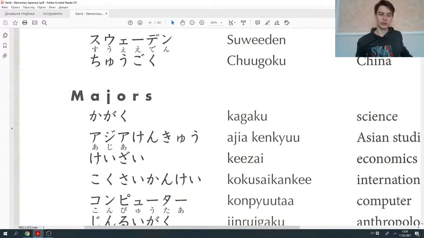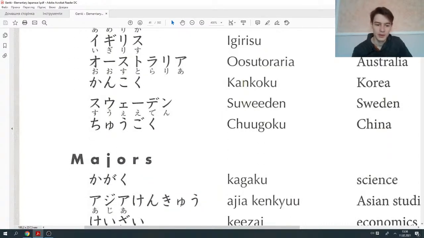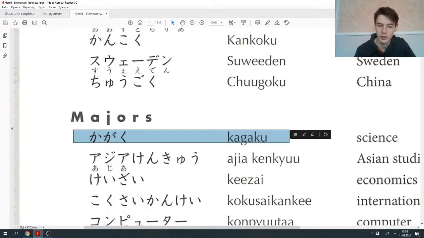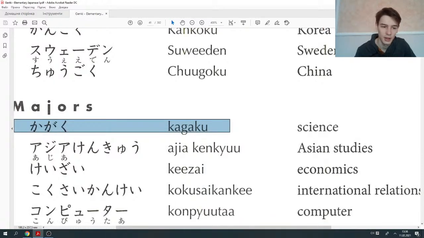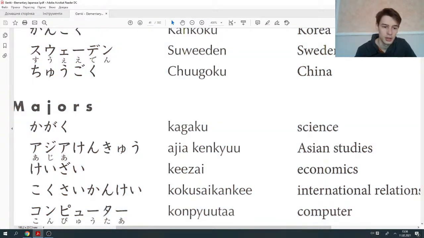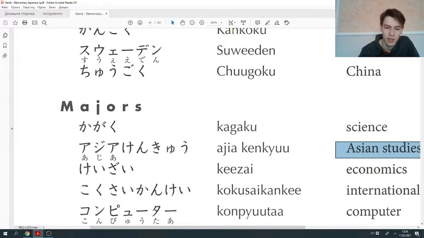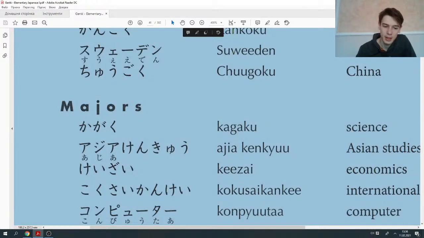Some measures that you can have. By the way, major will be senko. Senko wa nan desu ka? Watashi no senko wa kagaku desu. For example, if you are studying science, then you can say that your major is kagaku. Watashi no senko wa kagaku desu. Then Asia kenkyu, Asian studies. So basically, this is my major. Watashi no senko wa Asia kenkyu desu. Keizai is economics.